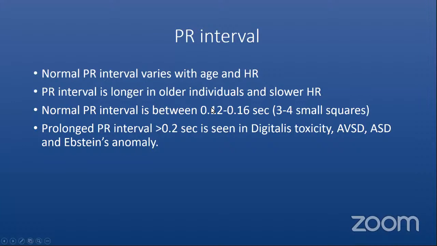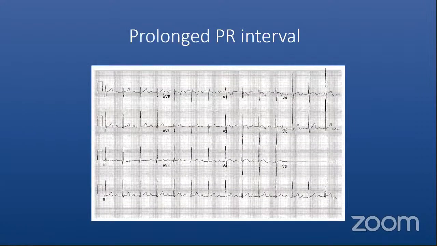But a prolonged PR interval will be more than 0.2 second, and it's usually seen in digitalis toxicity, ASDs, or Ebstein anomaly, or in first degree heart block. So this is ECG.